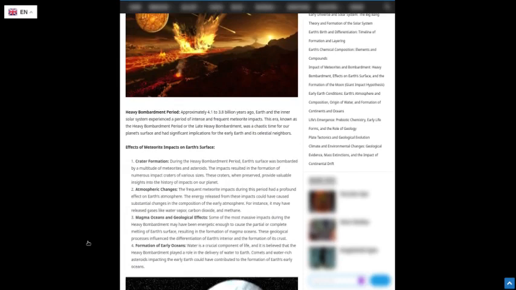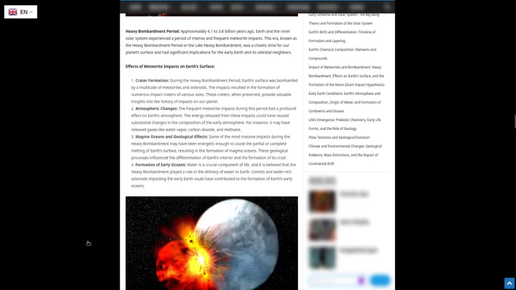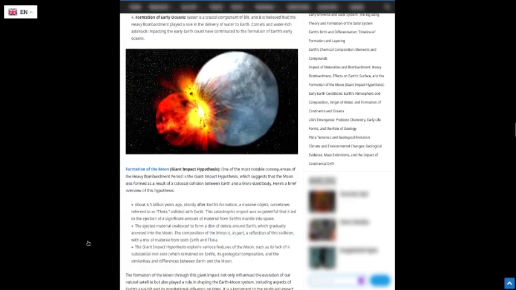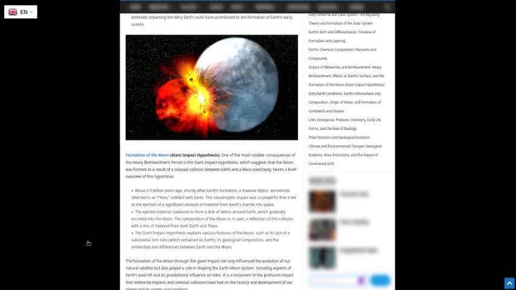Heavy bombardment period, approximately 4.1 to 3.8 billion years ago. Earth and the inner solar system experienced a period of intense and frequent meteorite impacts. This era, known as the heavy bombardment period or the late heavy bombardment, was a chaotic time for our planet's surface. It had significant implications for the early Earth and its celestial neighbours, the other planets, right? Effects of meteorite impacts on Earth's surface: crater formation, atmospheric changes, magma oceans and geological effects, formation of early oceans, formation of the moon, giant impact hypothesis.